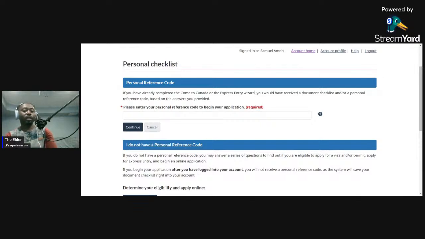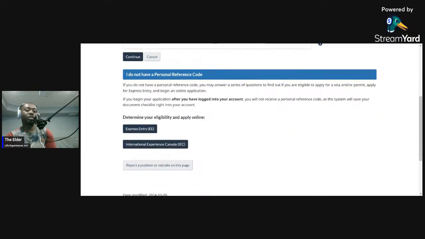So over here, normally when you are going through, they have these sites where you start filling some details, and if you want to log out, they'll give you a reference code that you can always use, so you don't have to fill these same documents again. As a result, if you've done that previously, using the Come to Canada or Express Entry wizard, you can just enter the code here and you don't have to enter the same details again because they already have it. But since we've not done that, you just come here. I do not have a personal reference code.